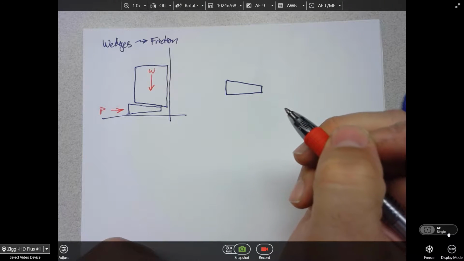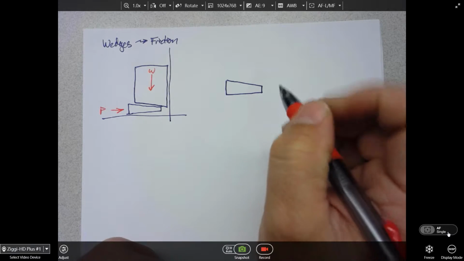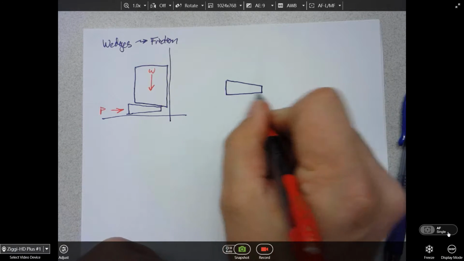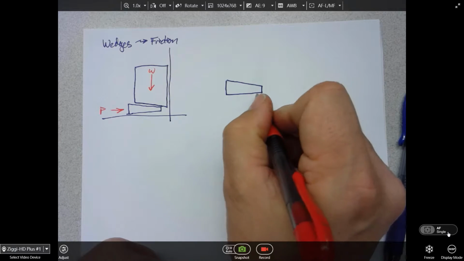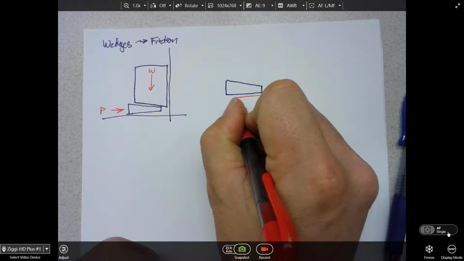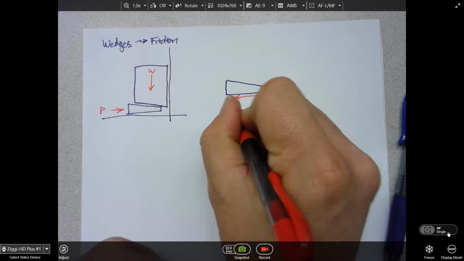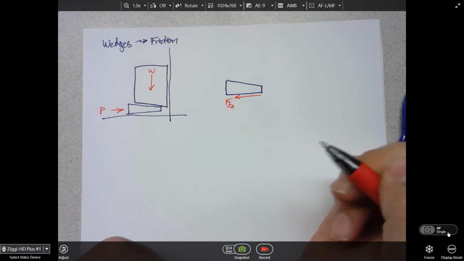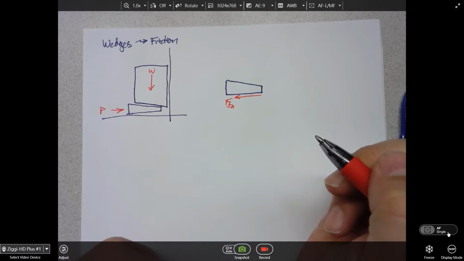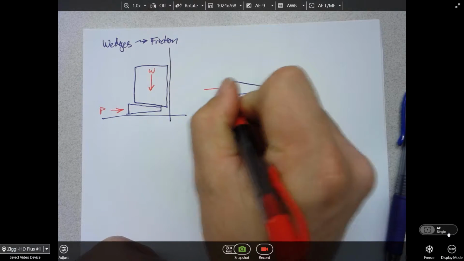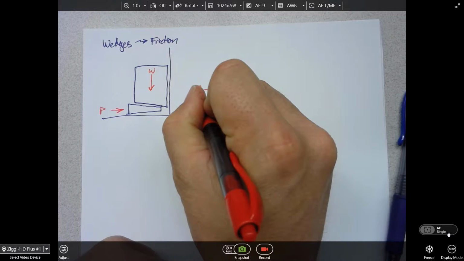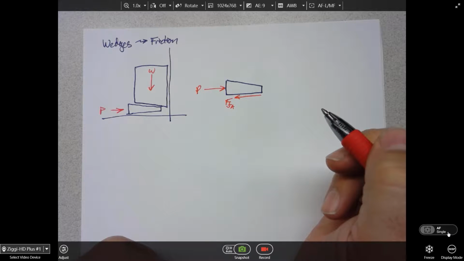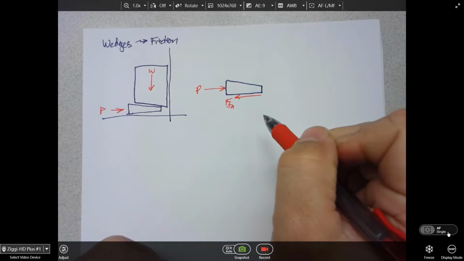What forces act on the wedge? Friction. What direction on the bottom surface do you think friction is going to act? It's opposing the force, right? So we'll have the force of friction at A here. What else are we going to have? The pushing force. Anything else? Weight. So we're going to say that the wedge is weightless.